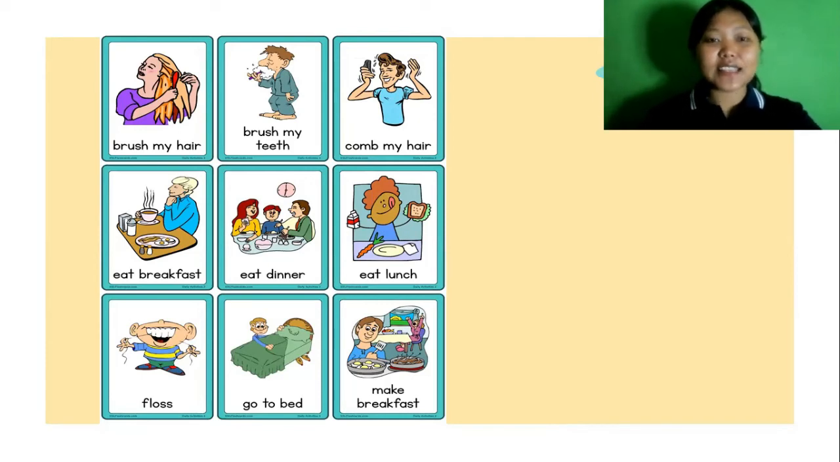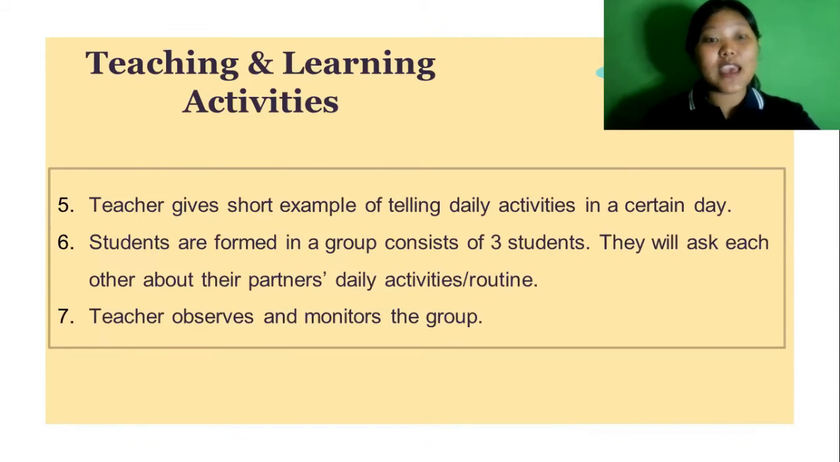All right, the next activity is that the teacher gives a short example of telling daily activities in a certain day. Let's say I'm the teacher, I choose weekdays or weekend, only one day, and students freely choose whether they want to tell their daily activities from the morning, from when they wake up until midday, or from midday to midnight. So here the teacher just gives short examples on how to tell daily activities.